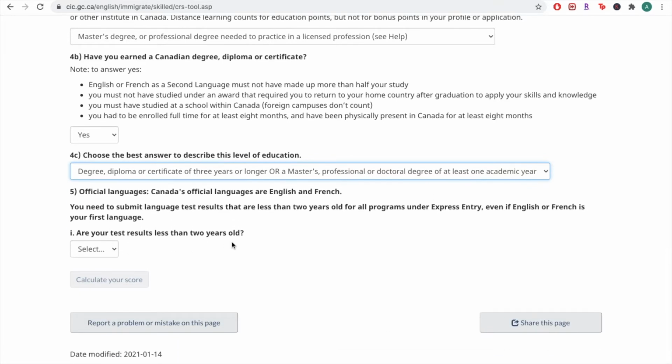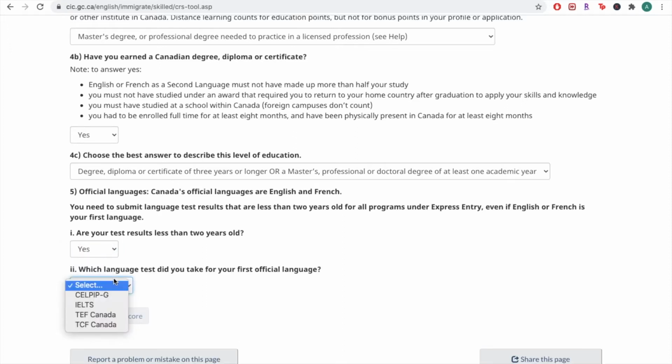And then the fifth question is going to test our language skills. It's telling us Canada's official languages are English and French. And you need to submit a test result that is less than 2 years old for the Express Entry programs, even if it's English or French. And so the first question it asks is, are your test results less than 2 years old? And the answer would be yes.